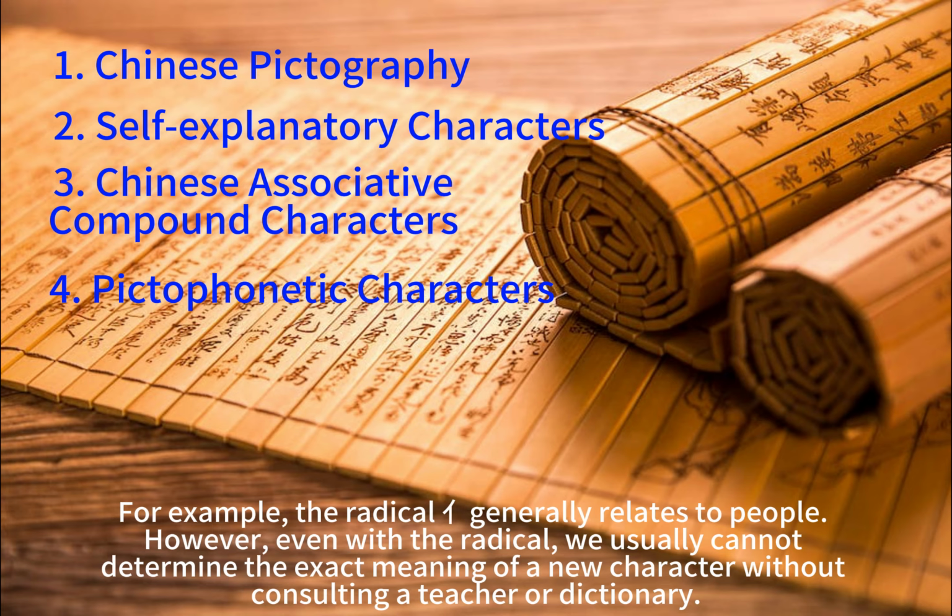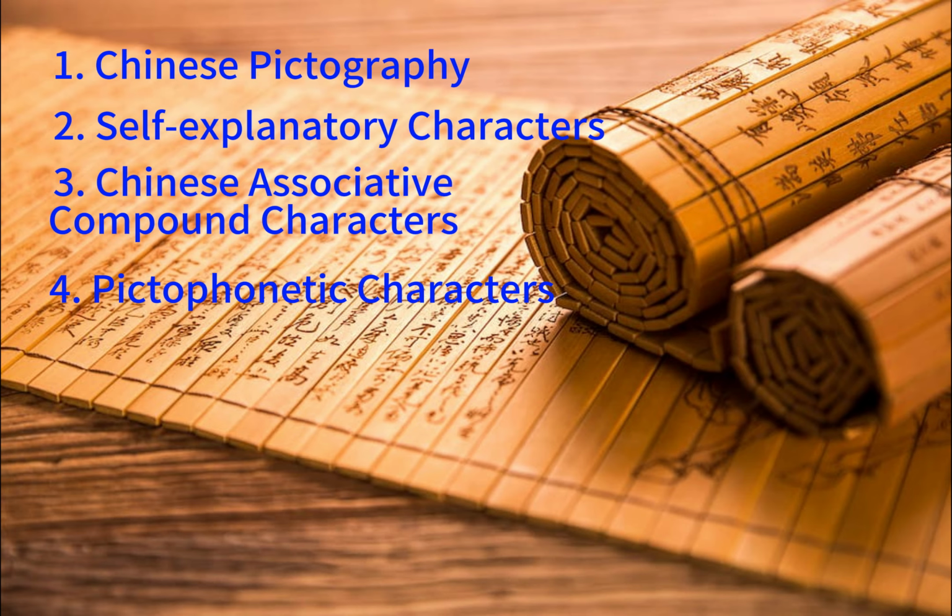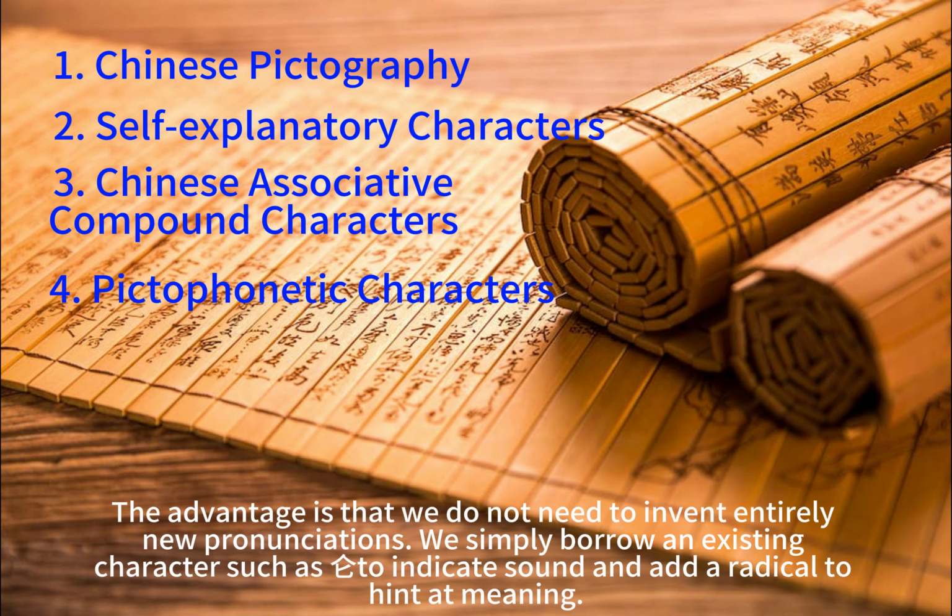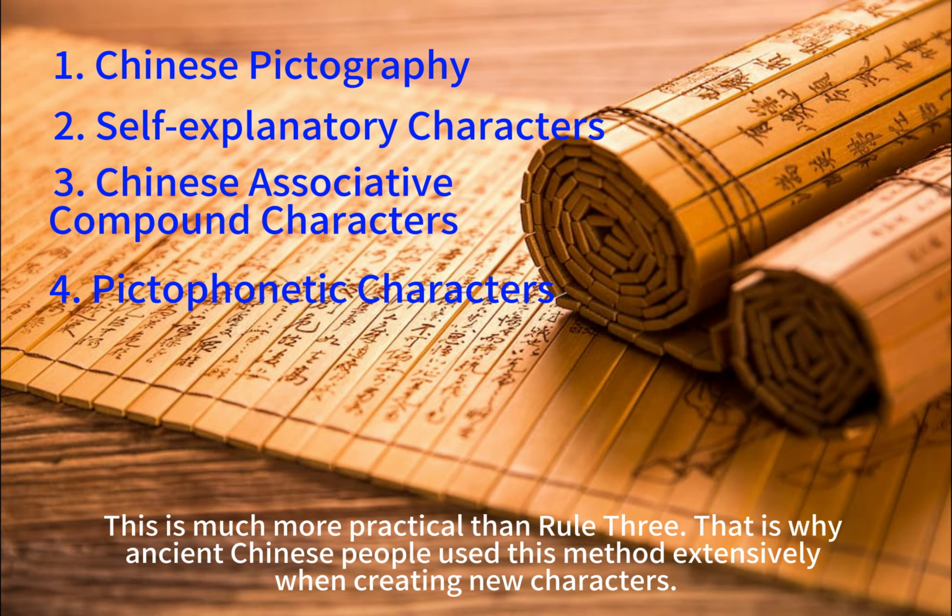However, even with the radical, we usually cannot determine the exact meaning of a new character without consulting a teacher or a dictionary. The advantage is that we do not need to invent entirely new pronunciations. We simply borrow an existing character, such as lan, to indicate sound and add a radical to hint at meaning. This is much more practical than Rule 3. That is why ancient Chinese people used this method extensively when creating new characters.